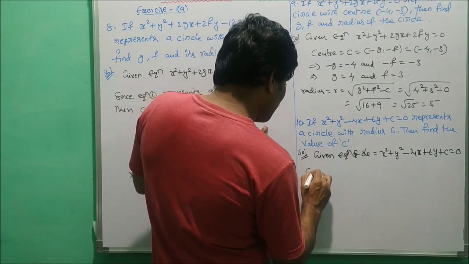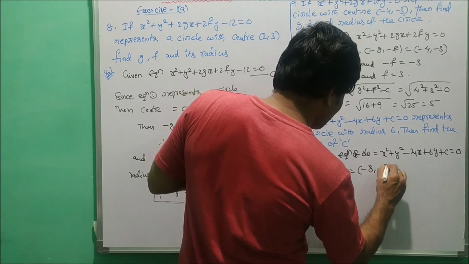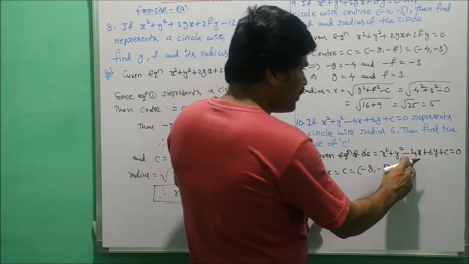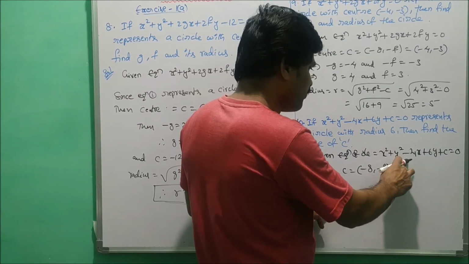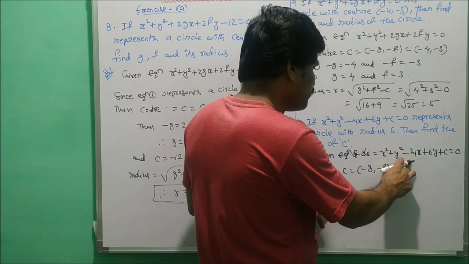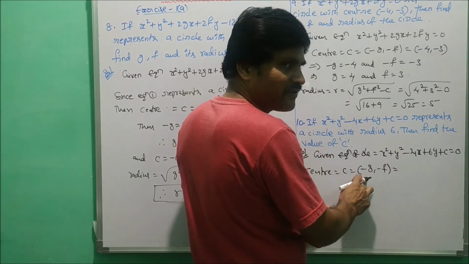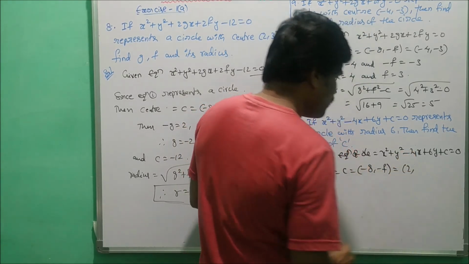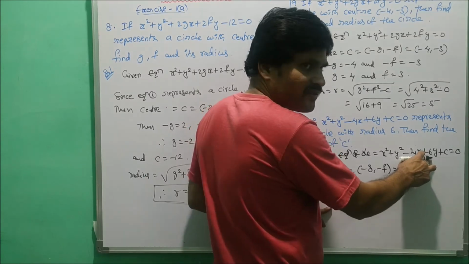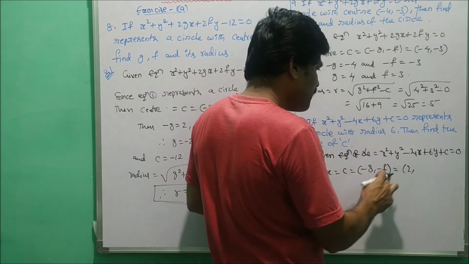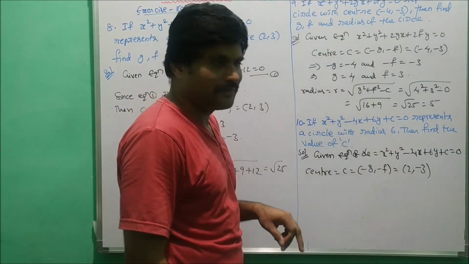In this, center equals, the formula is minus g, minus f. Here we observe 2g equals minus 4. Comparing with the general form of circle, 2g equals minus 4, g equals minus 2, dividing by 2. So g equals minus 2, here minus g means plus 2. Here we observe 2f equals plus 6. Now here f equals 3. Minus f means minus 3. So (2, minus 3) is the center of the circle.